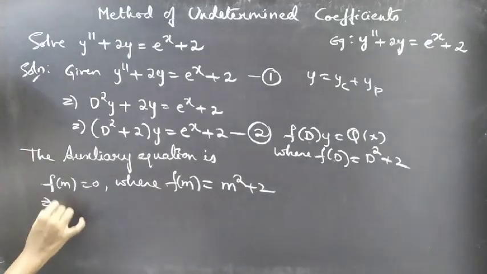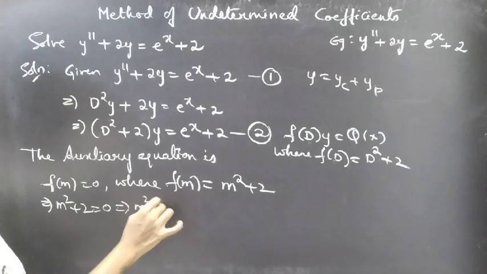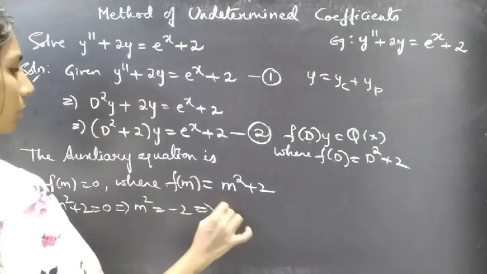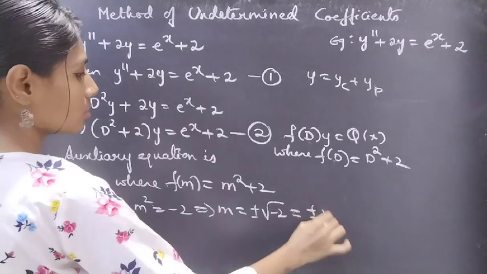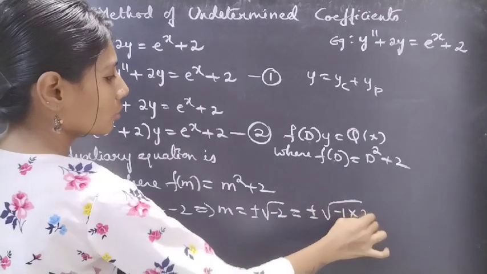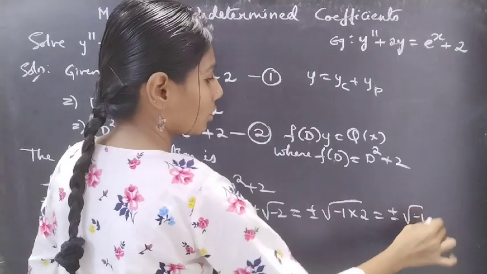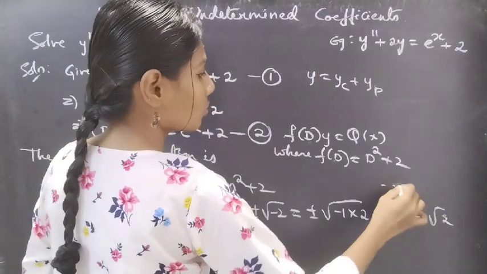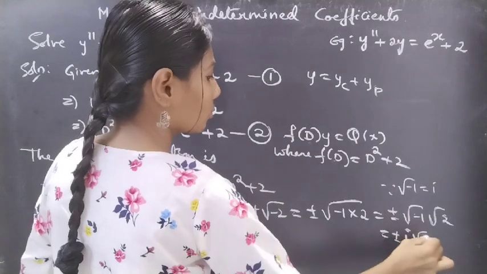Then the auxiliary equation becomes m square plus 2 equal to 0, which gives us m square equal to minus 2, then m equal to plus or minus square root of minus 2, or we can write this as square root of minus 1 into 2. We can split the square root as plus or minus square root of minus 1 into square root of 2. Since square root of minus 1 is i, you'll get plus or minus i root 2.